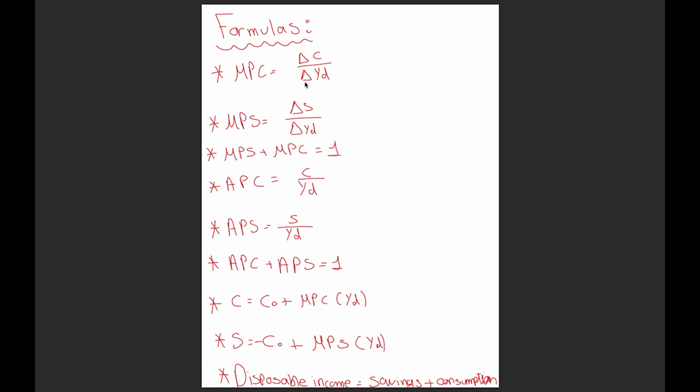MPC and MPS are kind of siblings because the only difference is MPC is consumption and MPS is savings. APC and APS are siblings. The only difference is C and S. The consumption function is positive. It's good for the economy, so it's positive: C0 plus MPC times YD. Savings, it's bad, you're selfish, you're keeping all the money to yourself. It's negative: negative C0 plus MPS times YD.